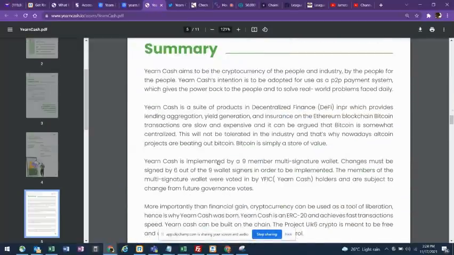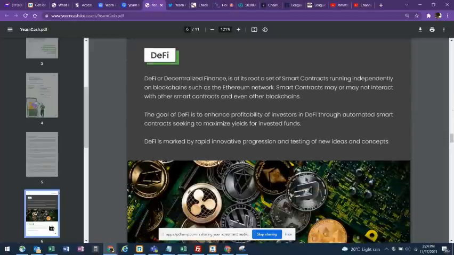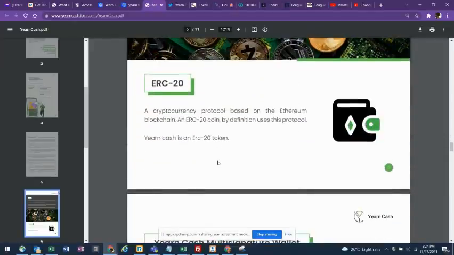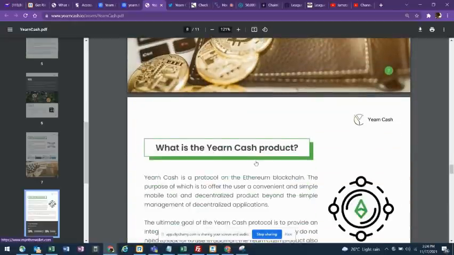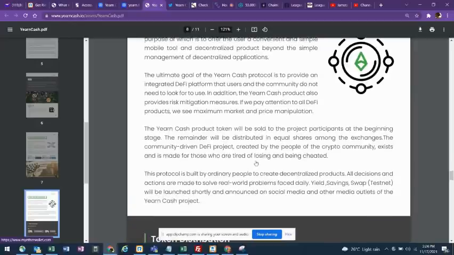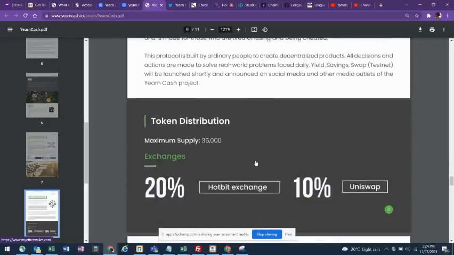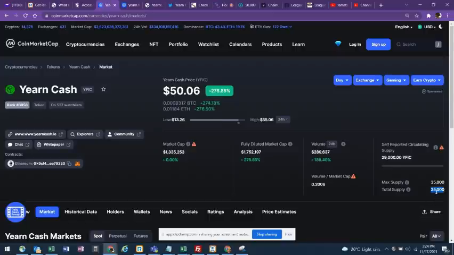So these are the summary, the DeFi, the ERC20 tokens, the Yearn Cash multi-signature wallet, and what the Yearn Cash product is. And this is the token distribution. It only has a max supply of 35,000. As you can see here, it's also 35,000.